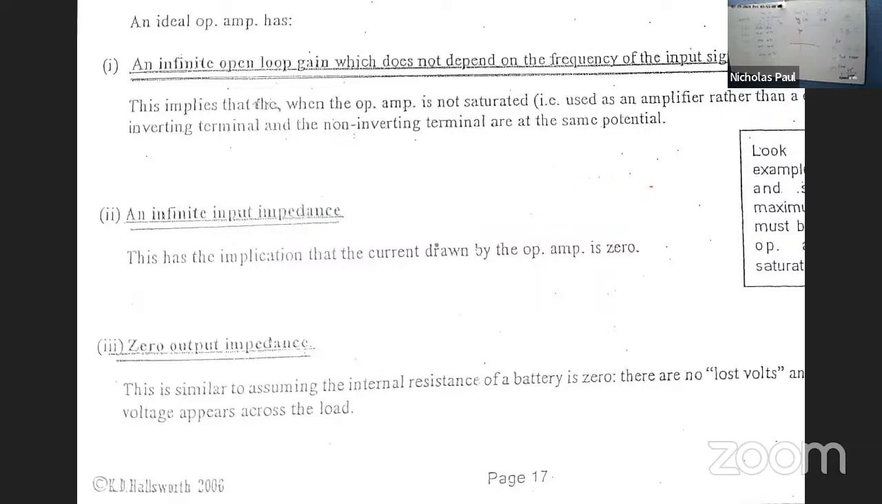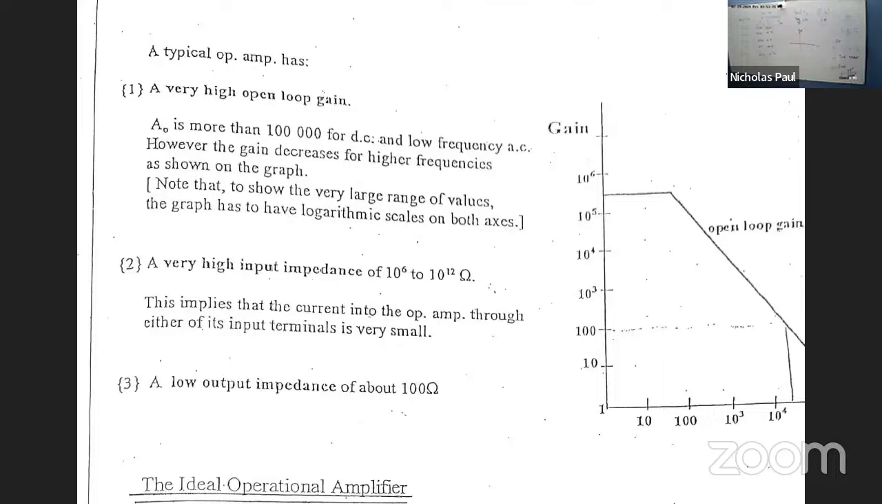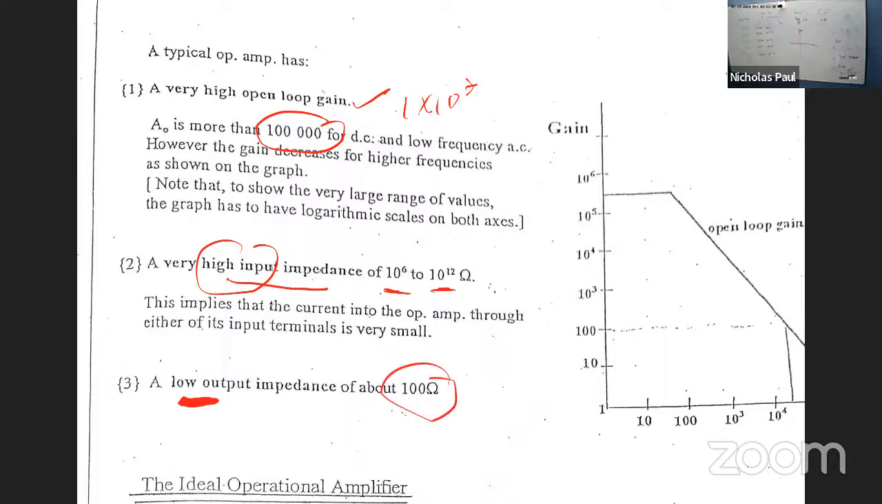But in real life, these are the values. In real life, very high open loop gain, the values are around a little more than 1 by 100, which is 1 by 10 to the 5. Input impedance very high, around 10 to the 6 to 10 to the 12 ohms. Output impedance very low, about 100. The sad thing is you have to know those values, because the question can ask you, what is an approximate output impedance? You have to know it's 100. So you have to know these values.